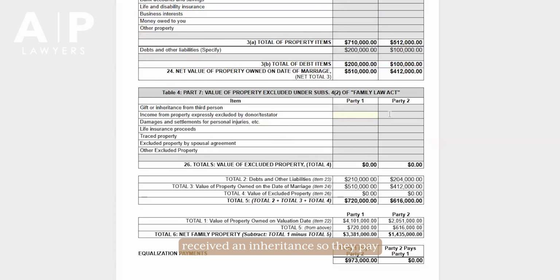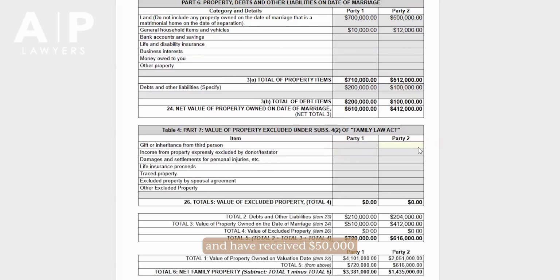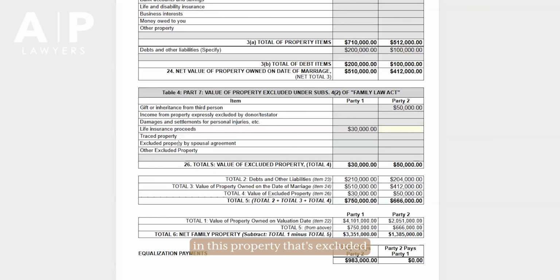If either party has received an inheritance, so let's say Anne has received $50,000 as an advance on her inheritance from her parents. And let's say Aaron received life insurance proceeds of about, let's call it, $30,000 here. And what else? If there's excluded property, if there's a marriage contract and there's property that's excluded there, that goes in here. But keeping it simple-ish, I'm going to stop here.